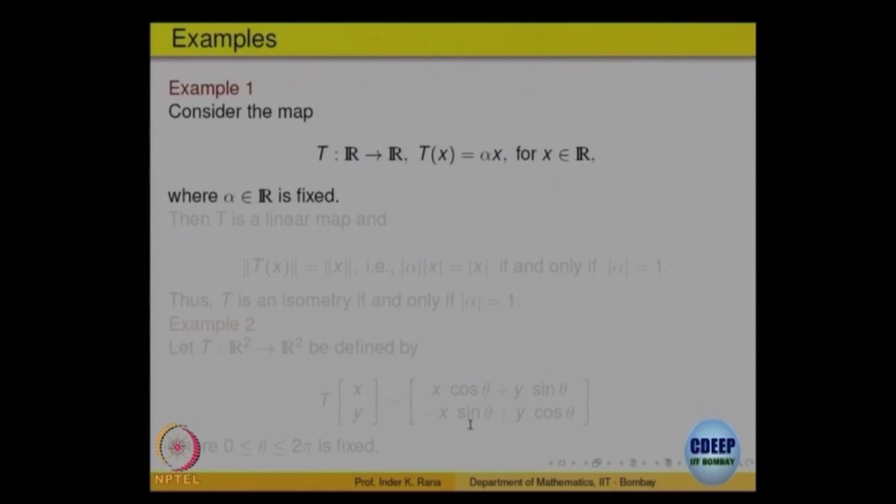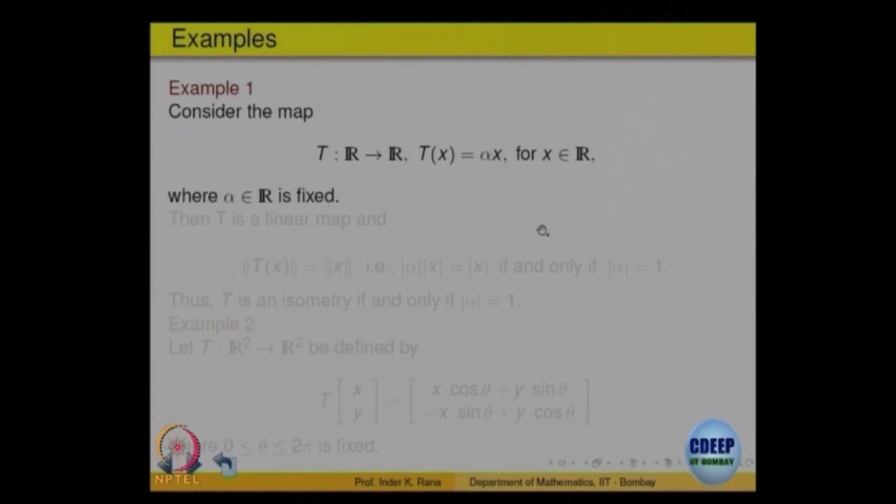So, let us look at some examples which are quite obvious, which we normally use in what are called rigid motions. Consider the map from R to R. R is a vector space over itself, with addition and scalar multiplication. So, look at alpha times x, that is a magnification in R. The claim is this is a linear map, obviously. T of x plus y is alpha times x plus y, so T is a linear map.